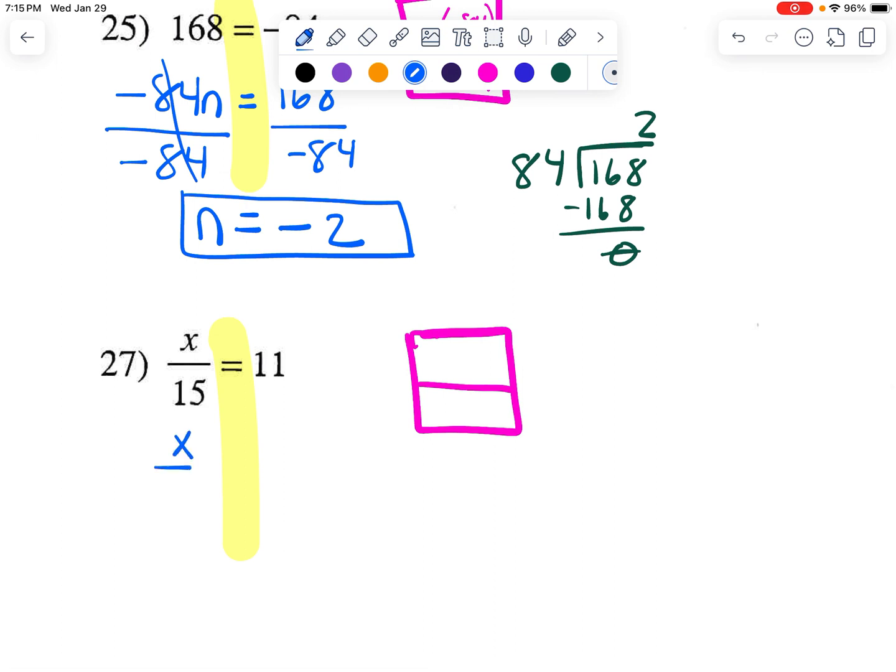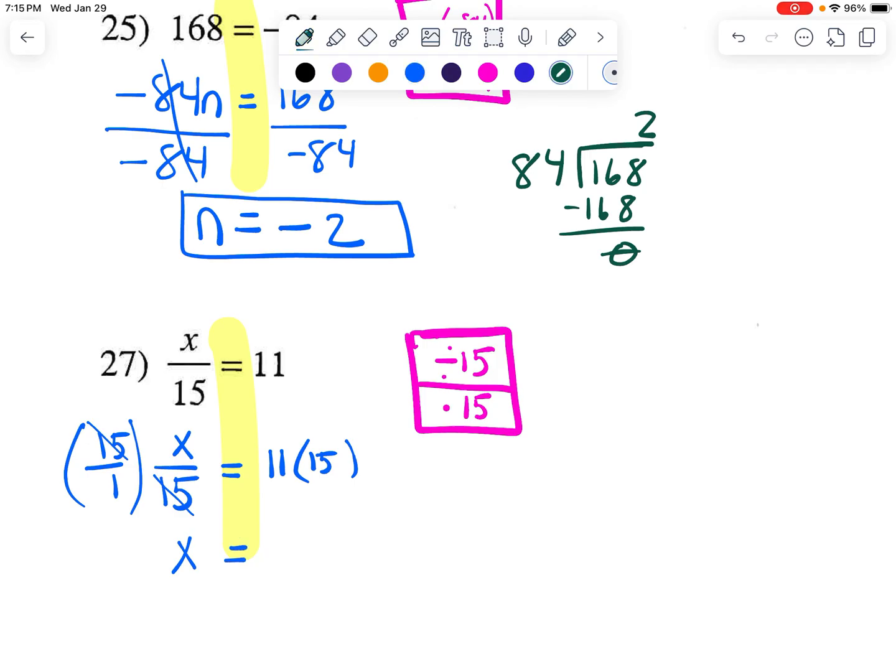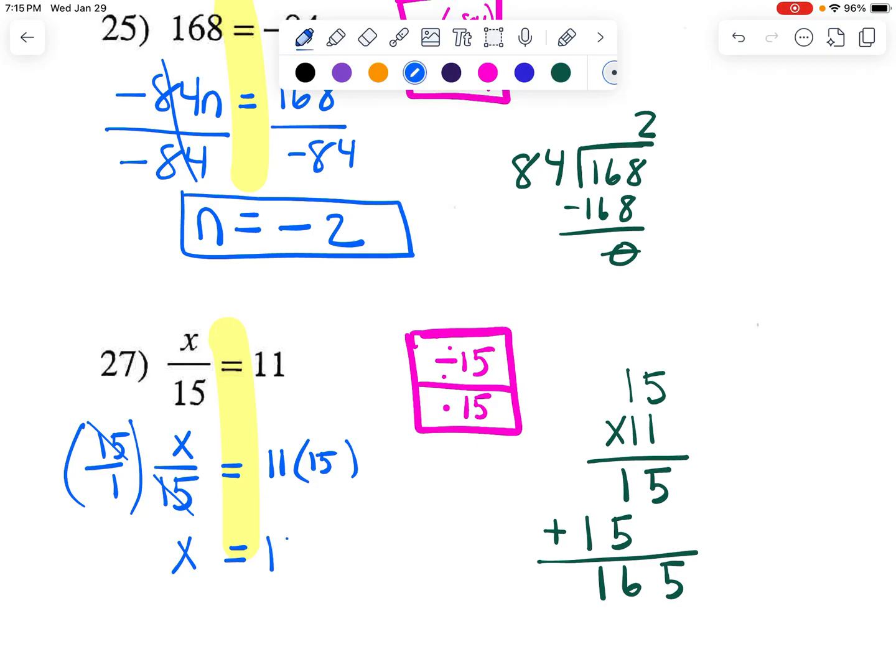All right, I have x divided by 15 is equal to 11. So x is being divided by 15, which means we need to times by 15. So let's use parentheses, everybody. 15 over 1, 15. Bye-bye 15s, they cancel out. X equals, oh, we got to do a little side calc. This is where you should pause the video and do it yourself instead of watching me. 5, 6, 1. X equals 165.